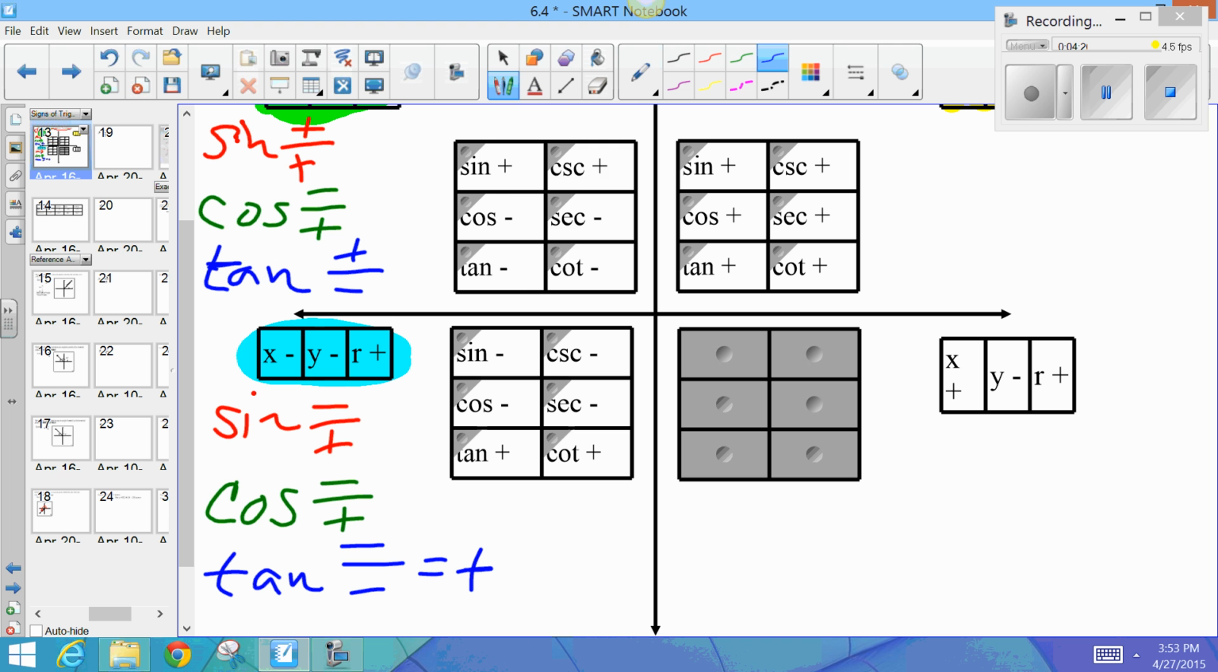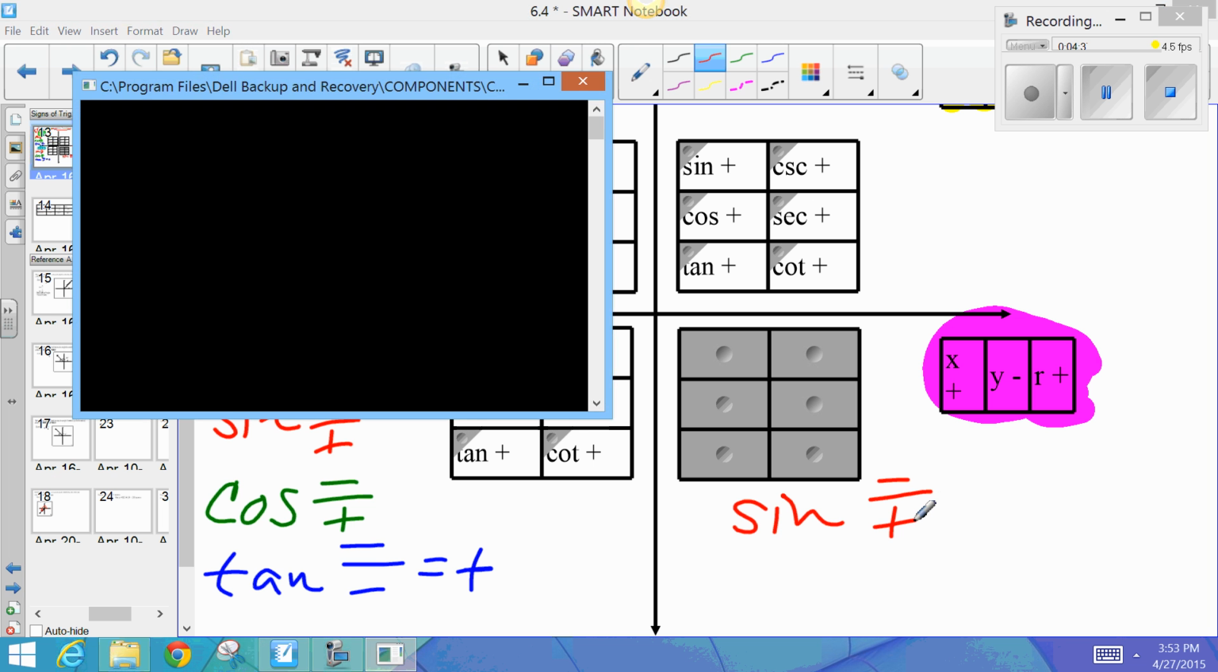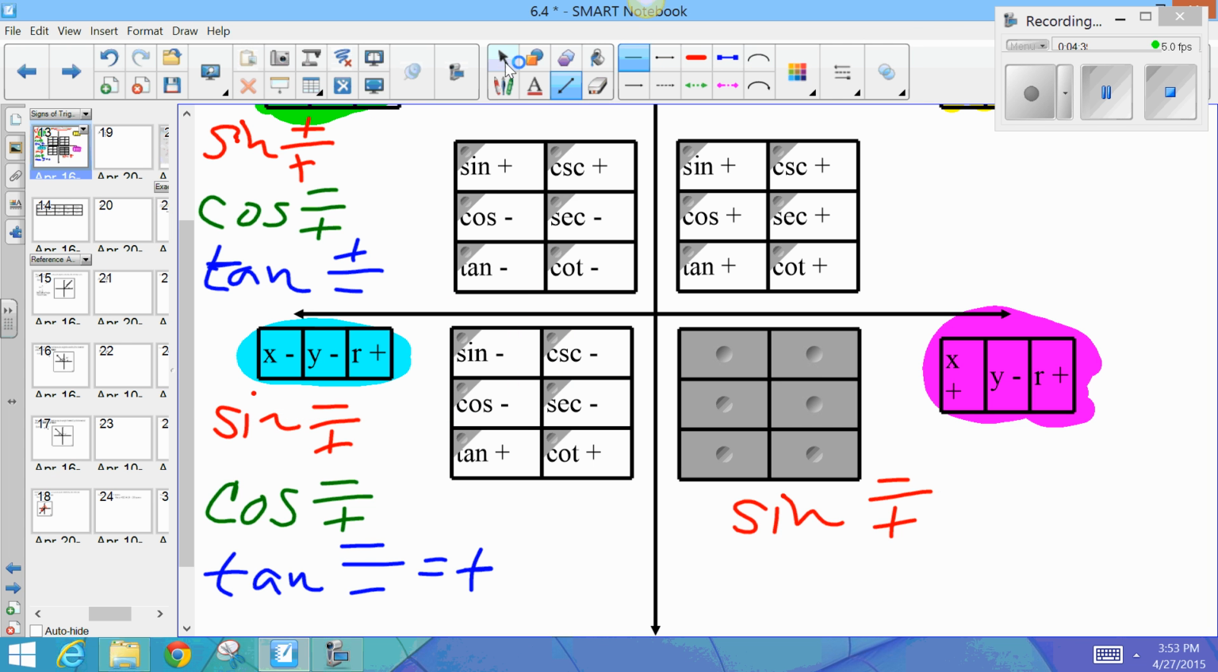And then quadrant 4. In quadrant 4, x is positive and y is negative. So sine is y over r. That's negative divided by positive. So sine is negative in quadrant 4, and so is its reciprocal.